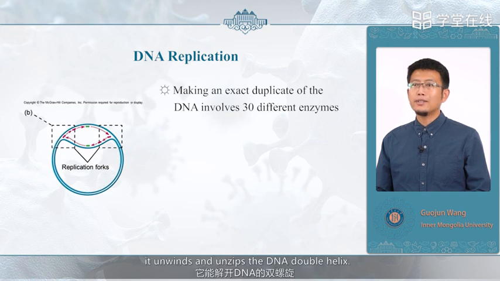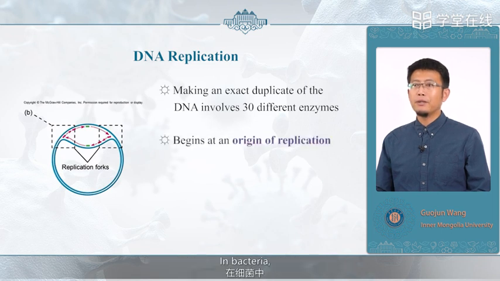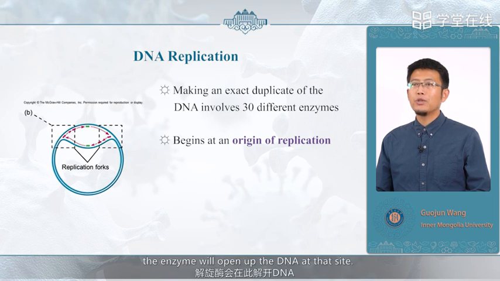It unwinds and unzips the DNA double helix. Remember, this is all about making a copy of DNA. In bacteria, this begins at the origin of replication. This is like the site where the zipper would start and stop. So that's the origin of replication. The enzyme will open up the DNA at that site.